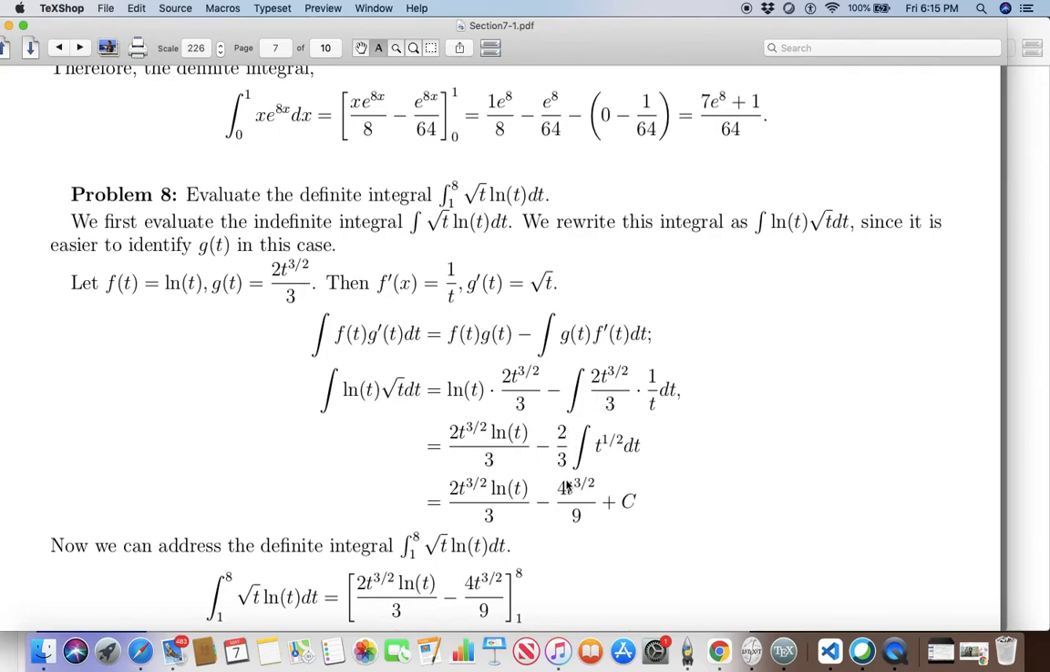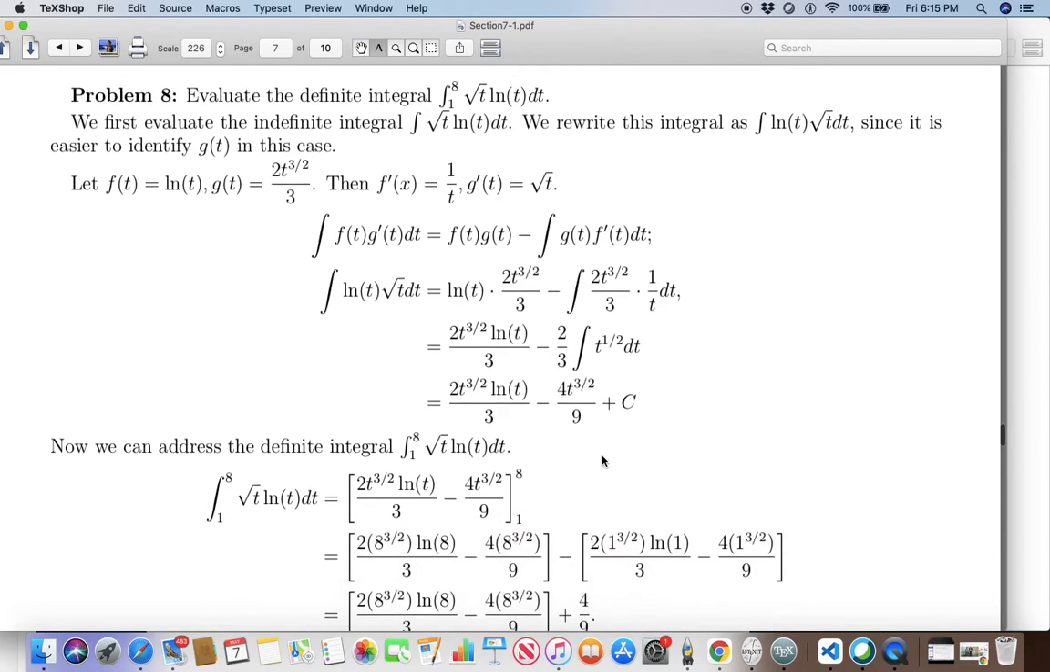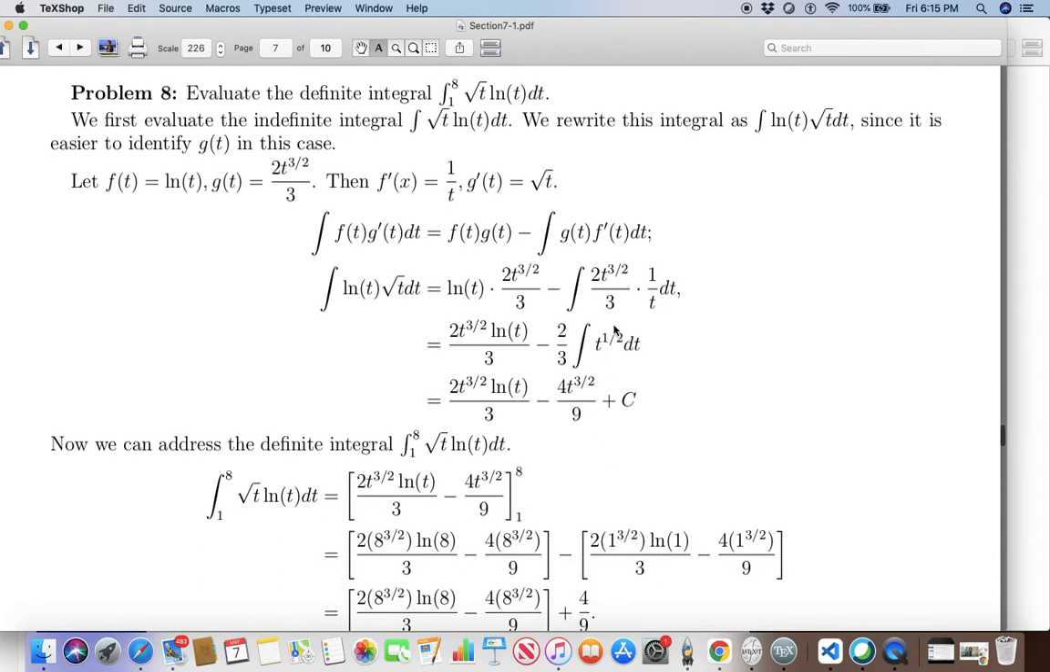2/3 comes out. All of this is 2t to the power 3 halves natural log t over 3 minus 2/3 times the integral of t to the power half. Add 1, so that's 3 halves, and dividing by 3 halves, which is same as multiplying by 2/3 again. So that's your indefinite integral.